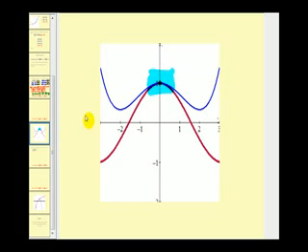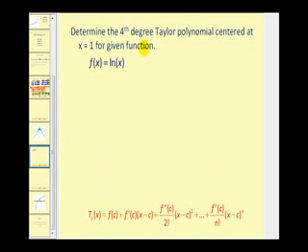Let's go ahead and try one more. Here we want to determine the fourth degree Taylor polynomial centered at x equals 1 for the given function. So let's go ahead and see if we can write out the formula for our fourth degree Taylor polynomial when x equals 1. So we'll have f of 1 plus f prime of 1 times x minus 1. Notice now the polynomial is centered at x equals 1, so c is equal to 1.